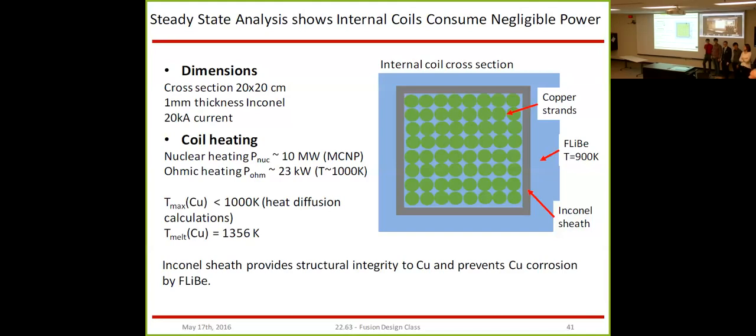There was a fun point in the class when we considered letting it melt and having molten copper. We backed off of that. Any other questions?